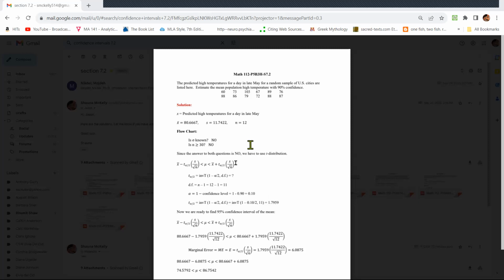Which is 12 here. Here's my formula. You'll notice it looks very similar to the Z formula, except that there's S up here.